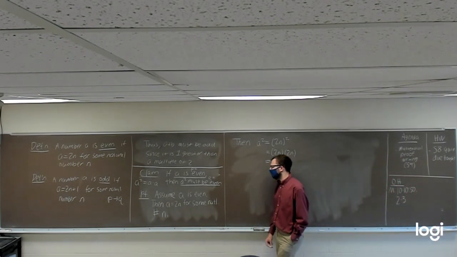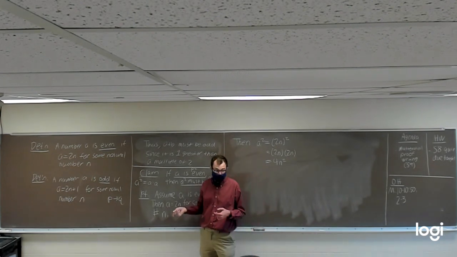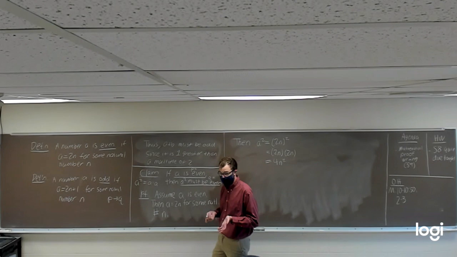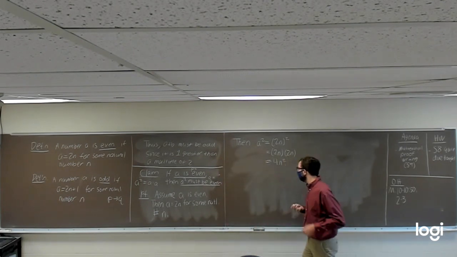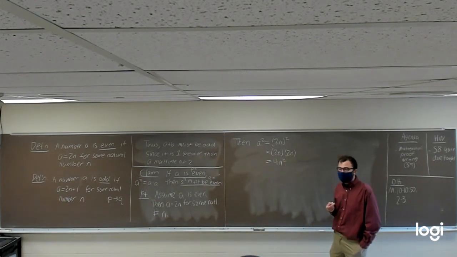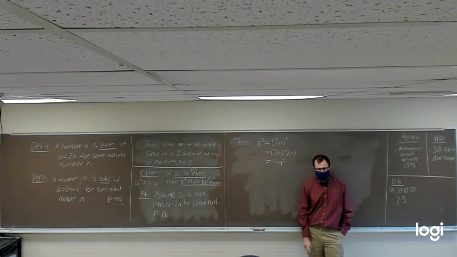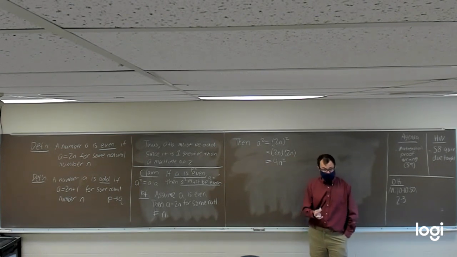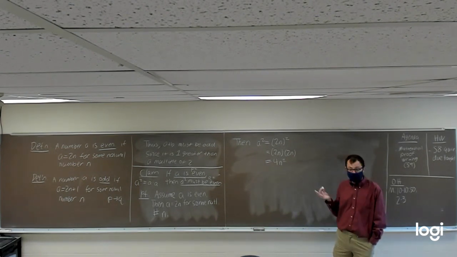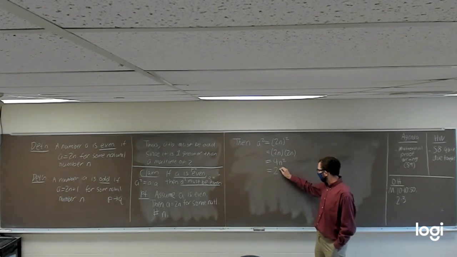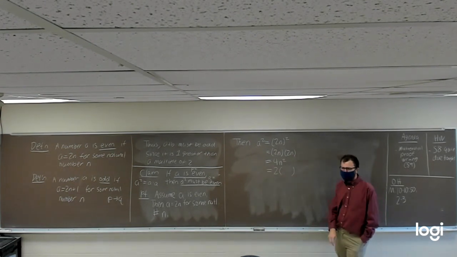And what are we trying to do with A squared? We're trying to show statement Q has to be true. In other words, that A squared has to be an even number. So if we want to show that A squared has to be even, what do we need to do with this expression, 4n squared? Divided by 2. Yeah, we need to show it's a multiple of 2. So if we tried to factor out a factor of 2, what would we be left with here?